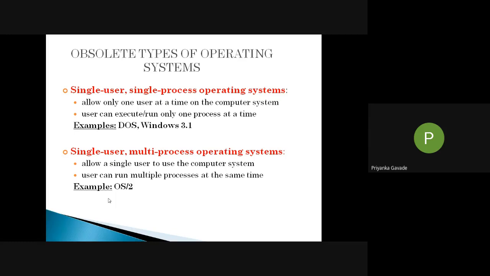Okay. Moving on to the next type of operating system, that is the single user multi-process operating system. Such operating systems allow a single user to make use of the computer system entirely, but in this case the user can run multiple processes at the same time. It is like while you're working on a spreadsheet, you can also work on Word, or you can listen to music, and so on. An example is OS2.